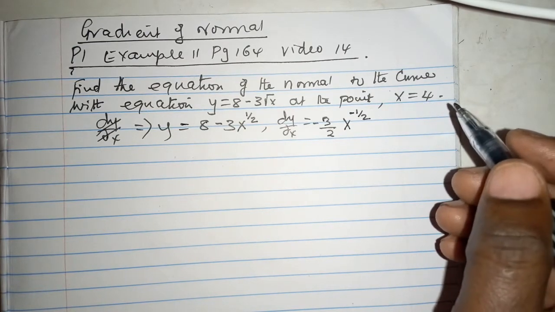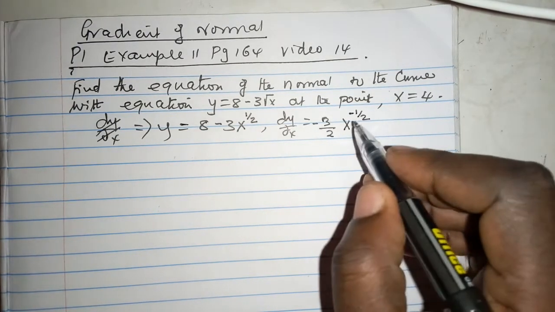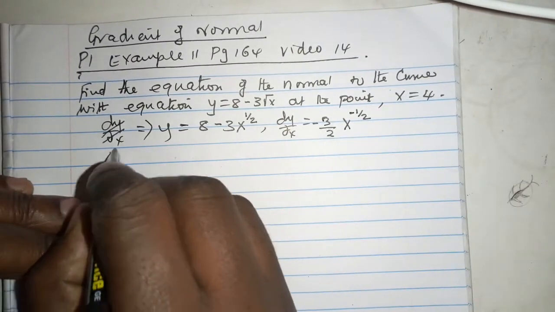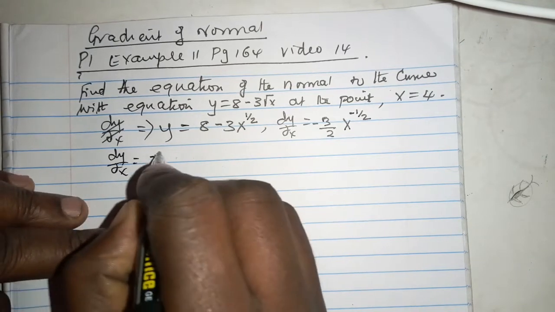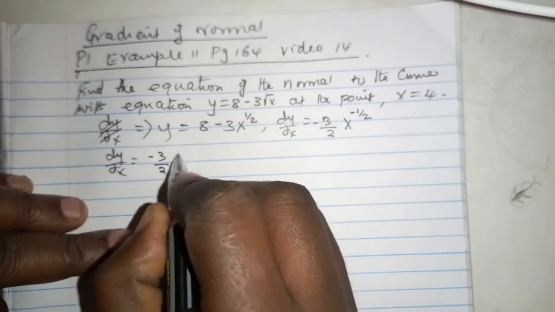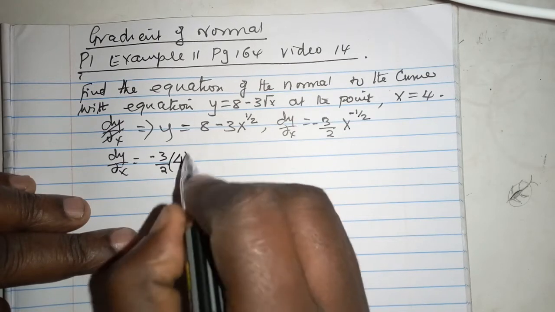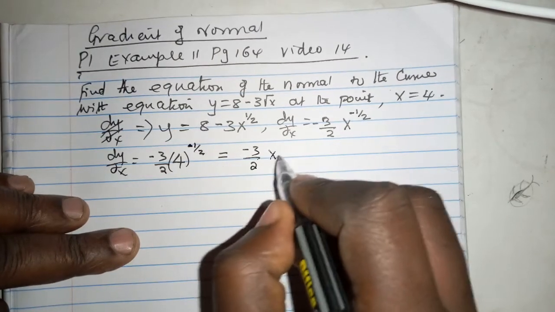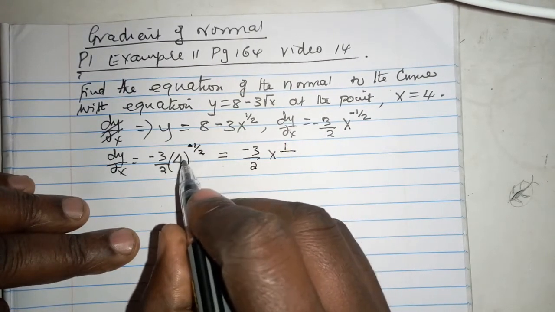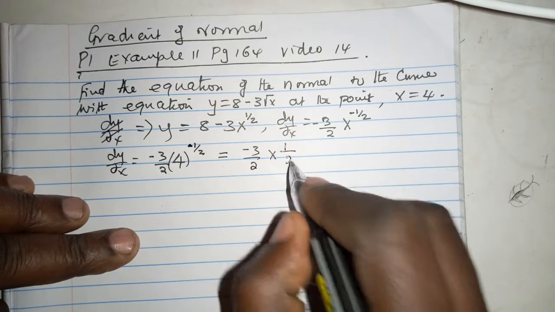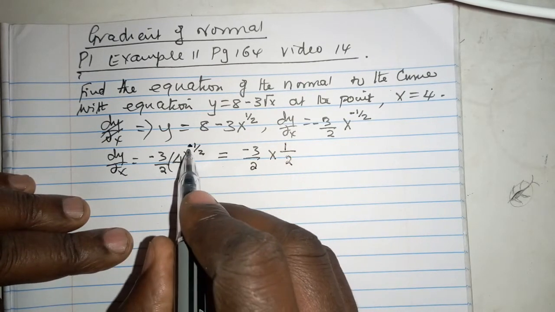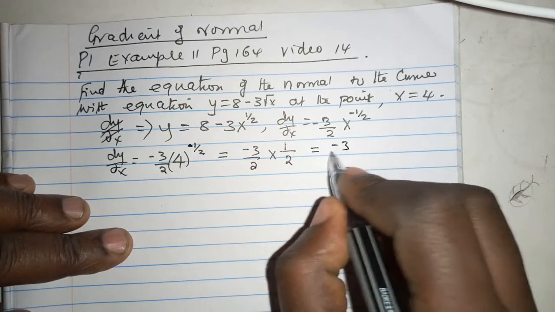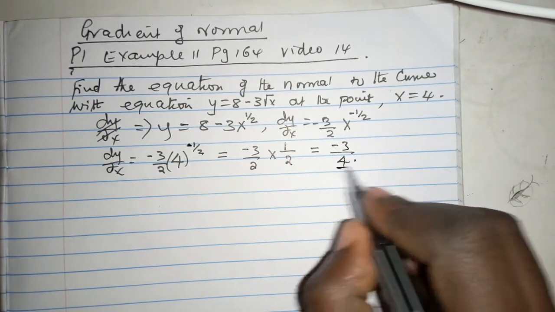And what is the numerical gradient when x is equal to 4? Now dy dx is equal to minus 3 over 2 multiplied by 4 raised to the power minus a half, which is minus 3 over 2 times 1 over the square root of 4, which is 2. When it goes to the denominator, of course, this sign changes to positive, and we get our gradient, minus 3 over 4.